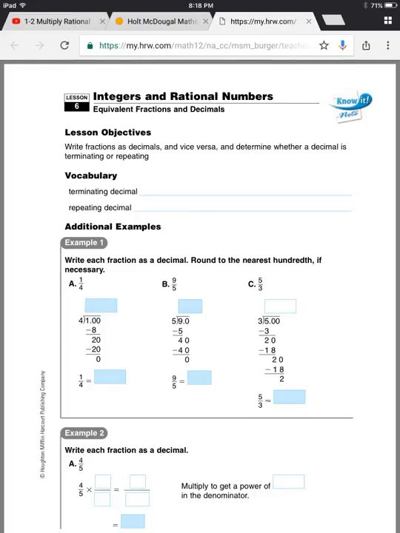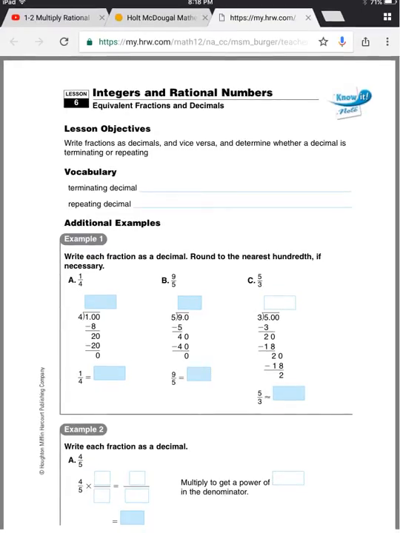Okay, today we are doing equivalent fractions and decimals, where we're writing fractions as decimals and vice versa, and determining whether a decimal is terminating or repeating. Well, you probably should know what terminating and repeating means.